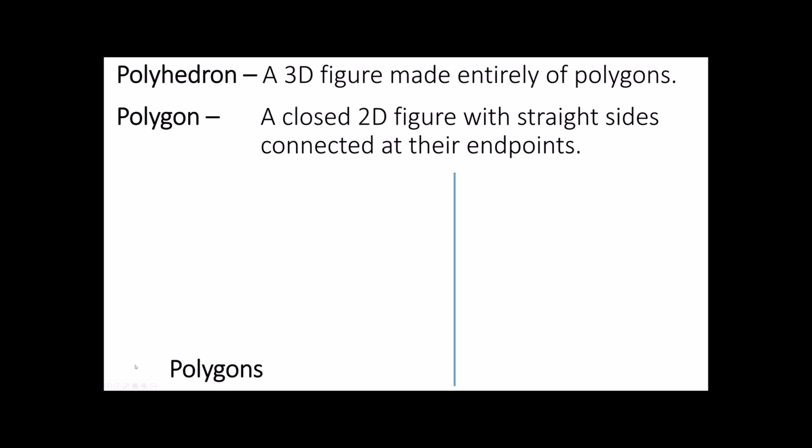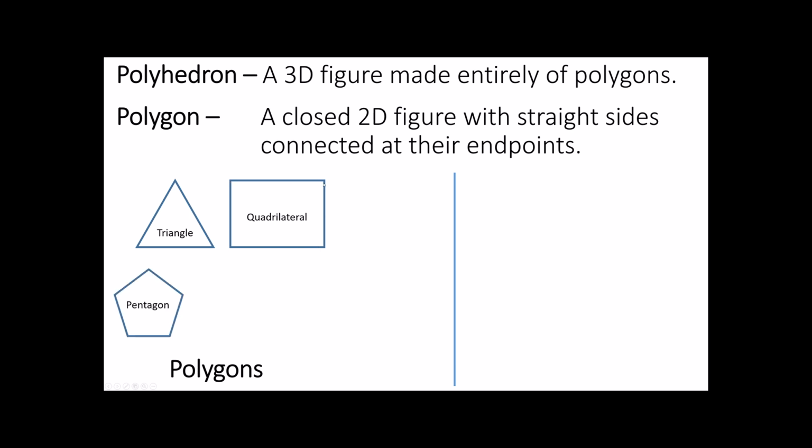So when I'm thinking about polygons, a triangle is a polygon because it has 1, 2, 3 sides connected at its endpoints. A quadrilateral is a polygon with 4 sides. Notice 1, 2, 3, 4 sides. They only touch at the ends. You've got a pentagon, which is a 5-sided polygon. You've got an octagon that has 8 sides. Notice again, all the sides are straight. Notice that they're connected at their endpoints.